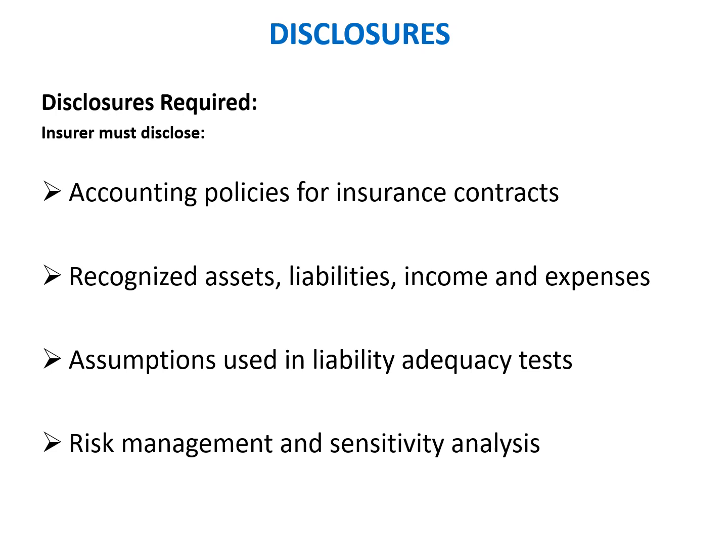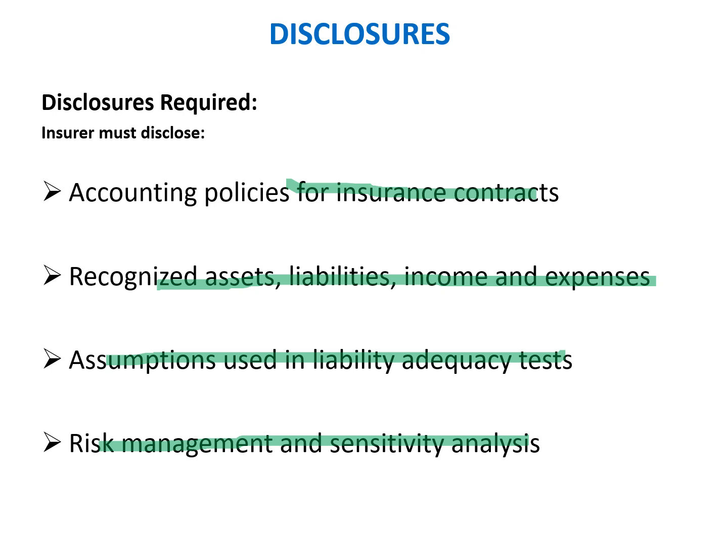Okay, now we'll talk about the key disclosures which need to be made as per the requirement of Ind AS 104. So accounting policy for the insurance contract, recognized assets, liabilities, income and expenses, assumptions used in the liability adequacy test. This is very, very important, and risk management and the sensitivity analysis. All these are the mandatory disclosures that are required to be made as a part of Ind AS 104. So with this, we'll come to the last slide then.